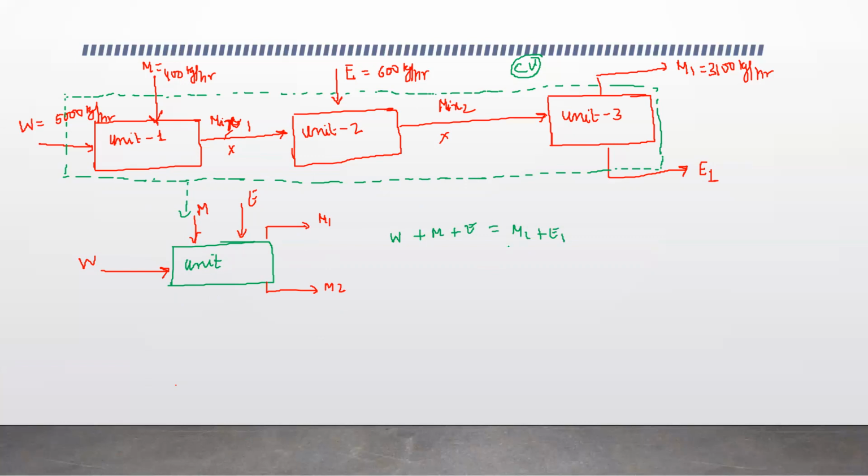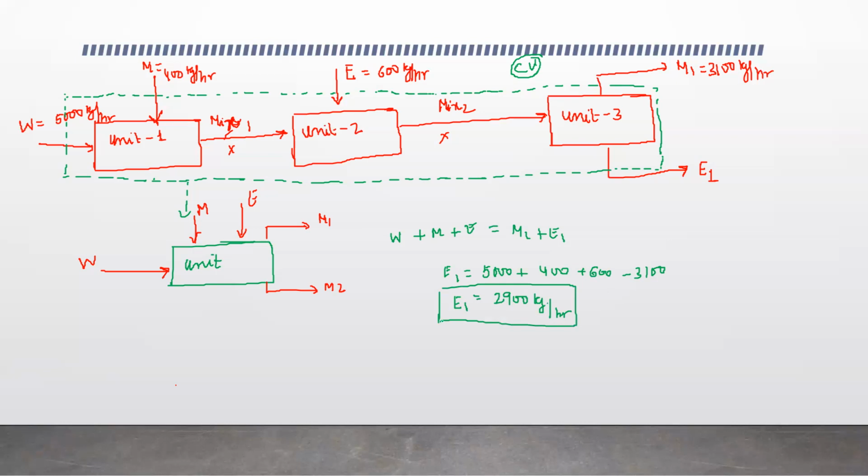Now we have M1, we have W, we have M, we have E. So this E1 is going to be W, that is 5,000, plus M, that is 400, plus E, that is 600, minus M1, that is 3,100. This M1 has come here. So this is 6,000 minus 3,100, which is 2,900 kg per hour. That is E1.